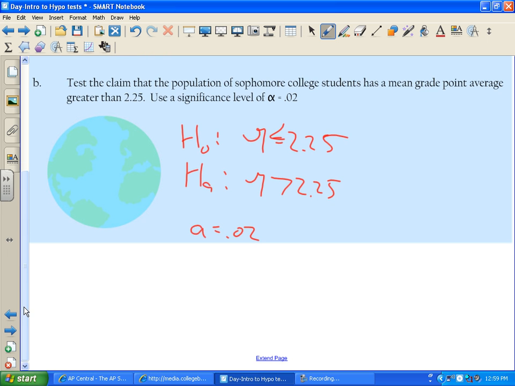Good question. So the alpha level will almost always be given to you. If not, you're going to assume alpha 0.05 because that's 95% confidence.